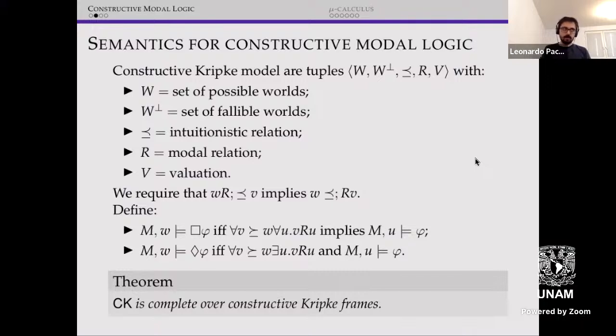And we now can define implies, negation and disjunction as usual, as we have in intuitionistic logic with Kripke models. We just need to take a little bit more care with the boxes and diamonds. So we'll have that box phi holds at some world w if and only if for all worlds v where we add more information, and for all worlds u accessible from v, we have that phi holds at u. And diamond is similar: for whichever way we add information, there's going to be some accessible world where phi holds. And okay, we define the semantics like this. We have the proof system like before, and we'll have that the proof system CK we had is going to be complete over these constructive Kripke frames.